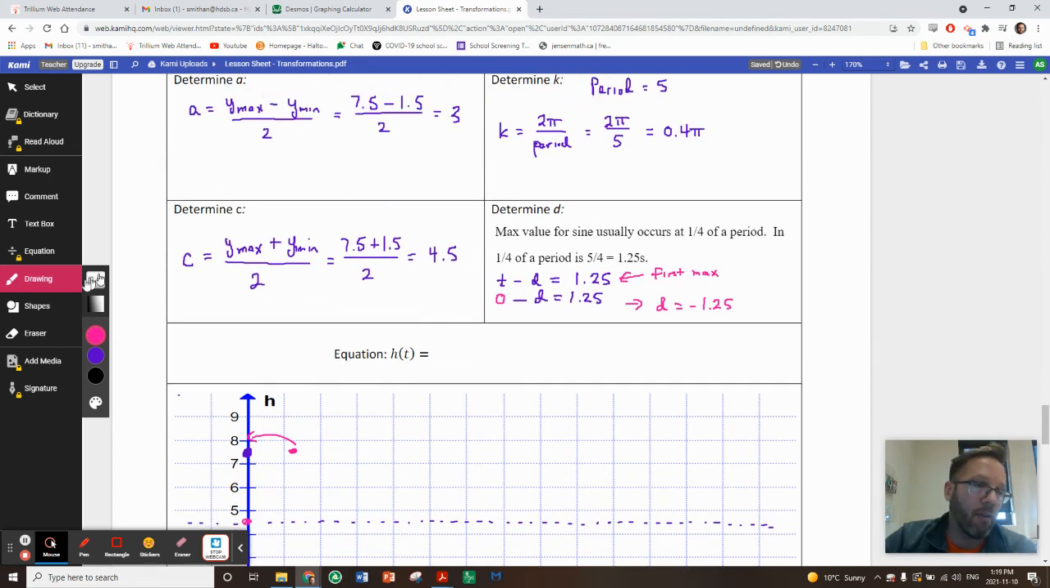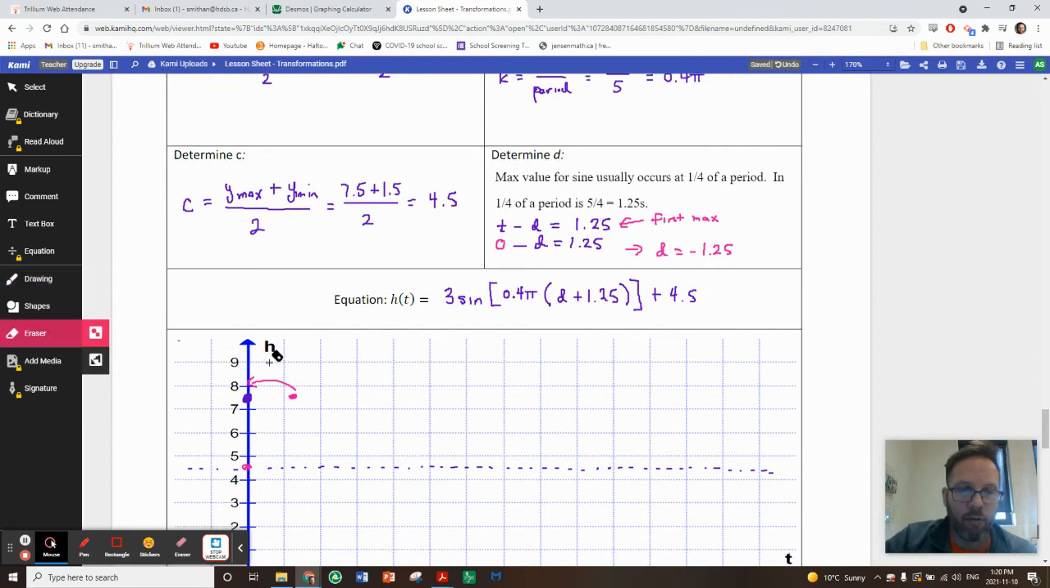Let's make the equation. Let's graph it. And then maybe we'll check this one in Desmos. So our amplitude 3, we are doing a sine function. Our value for k, 0.4 times pi. Our phase shift, arguably the most challenging thing to find. We reasoned it out. 1.25 seconds to the left. Close the bracket. And our axis, 4.5. And we've got it. Let's make a graph. Let's check it in Desmos afterwards.